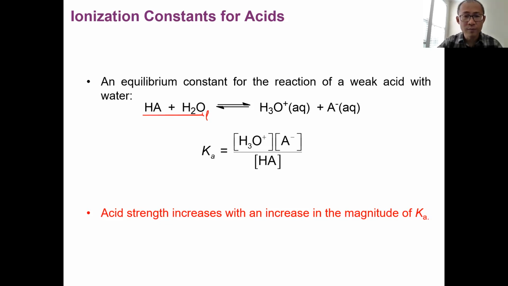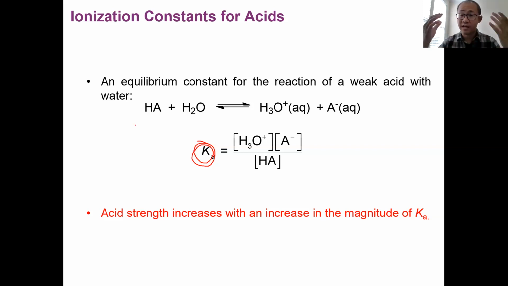So we only include the concentration of the products, the conjugate base and the hydronium, over the reactant, of course, the acid, powered by the coefficient. Of course, the coefficients are not always 1, but they are all 1 in this case. And for the K, we put a subscript A to tell people this Ka stands for acid. We call that the acid ionization constant. It is an equilibrium constant, but we call it the acid ionization constant.